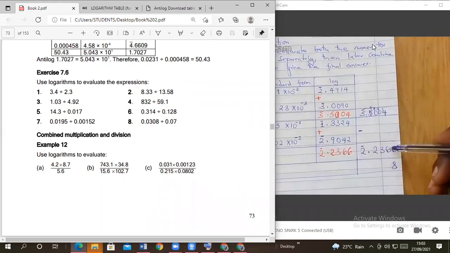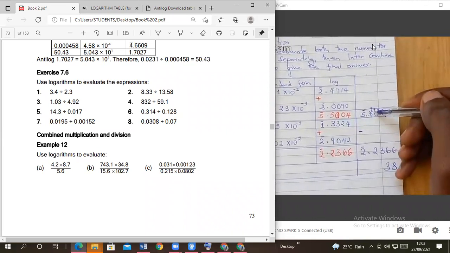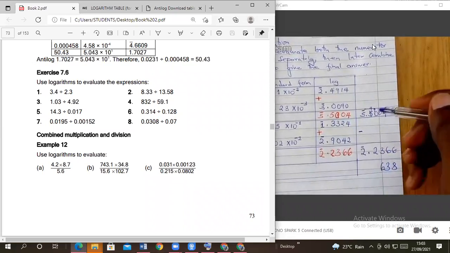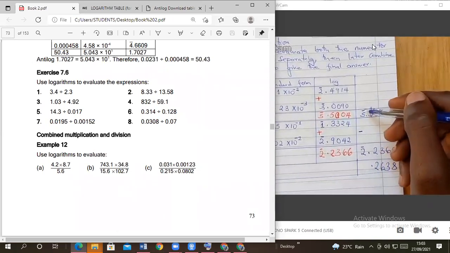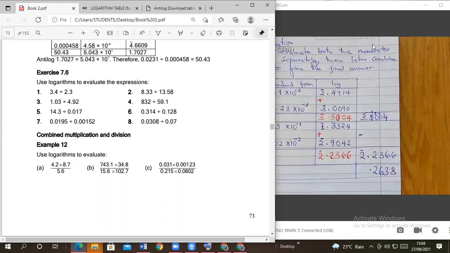Then 9 minus 6? 3. Then 9 minus 3? 6. 4 minus 2? 2. Point, okay? 2. Negative 5 minus negative 2. What do you get? Negative 3.